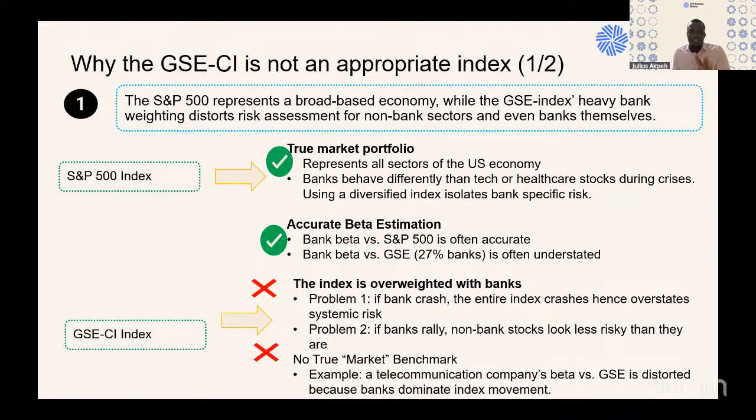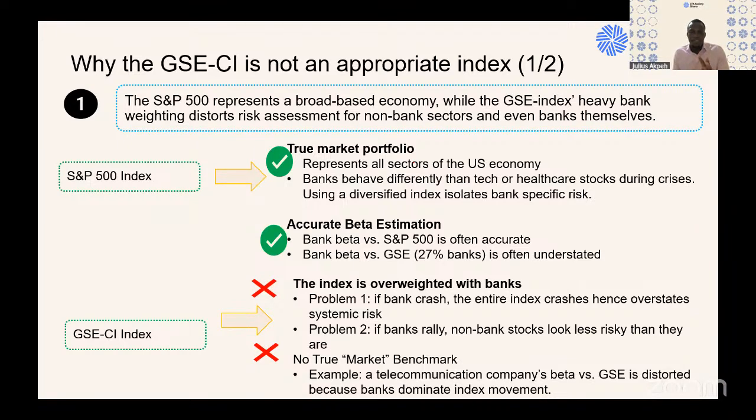So the bank beta versus the S&P 500 is often accurate, but the bank beta versus the GSE is often understated, because the GSE is mainly dominated by the banks, and in that index there are company-specific or sector-specific risks. But we want the index not to be sector-specific; we want the index to be diversified for it to be used, right? So the GSE has two problems I want to present.